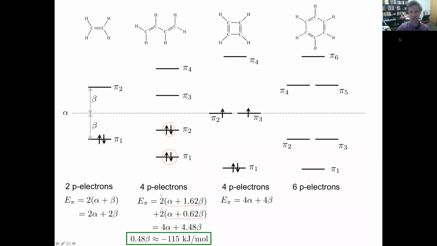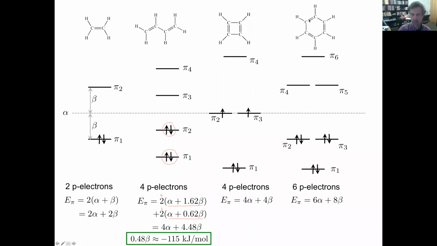Okay. What about benzene? We know benzene is very stable. Let's prove it. Okay, so we have 6 p electrons, 2 go into pi 1, 2 in pi 2, and 2 in pi 3. And then we add up the energies of all these electrons. If we do that, we find that the energies in the pi conjugated network have a total energy of 6 alpha plus 2 beta.